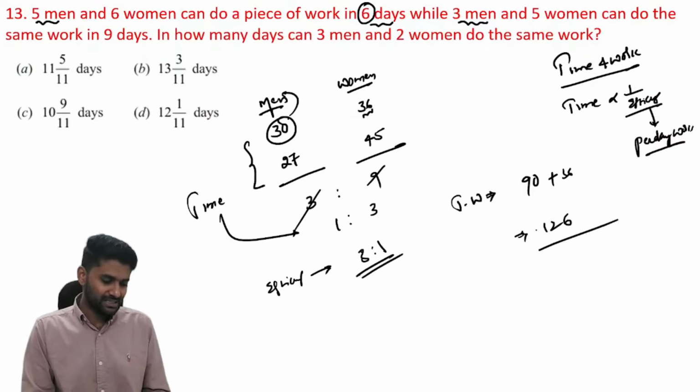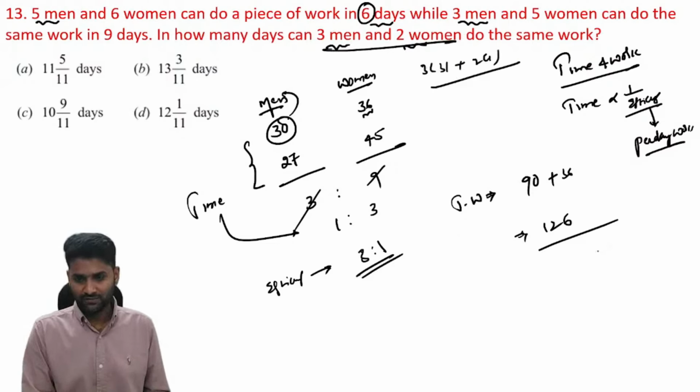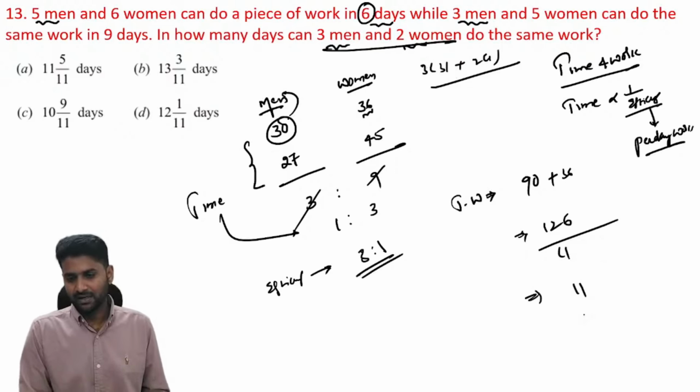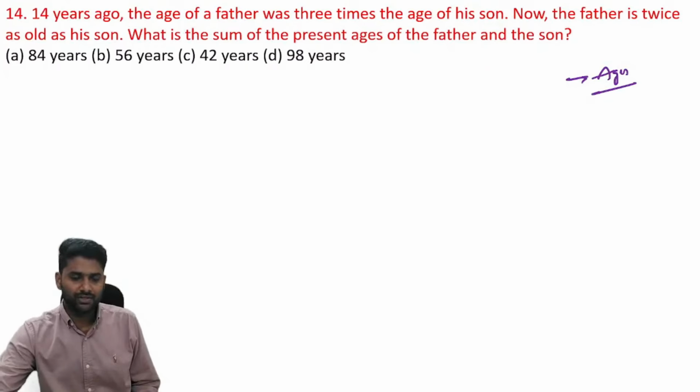Now we are assigning these 126 units of work to 3 men and 2 women. What is the efficiency of 3 men and 2 women? So 3 into 3 plus 2 into 1. Total efficiency is 11 units. So 11 elevens are 121. Remainder is 5 by 11 days. So answer is 11 5 by 11 days. Just go through that information.